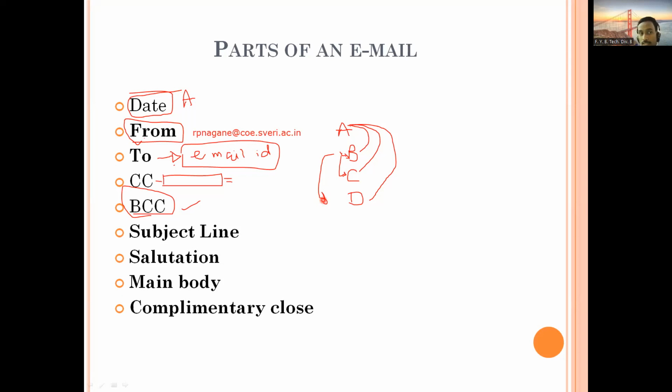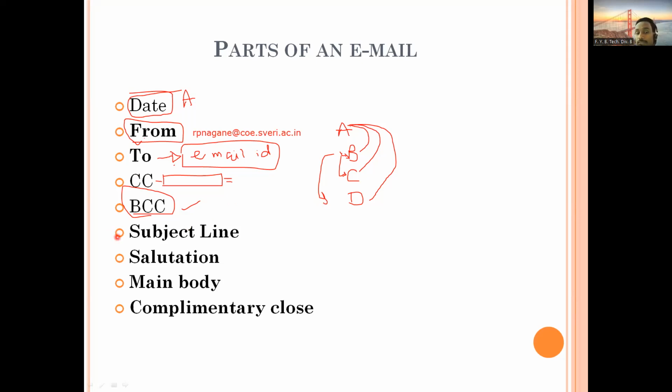From online, is it clear? Yes, sir. Yes. Okay, so that is BCC. So these are three points. From there, your email ID will come to CC and BCC. These are the three sections where you are putting someone else's email ID to whom you are sending email.